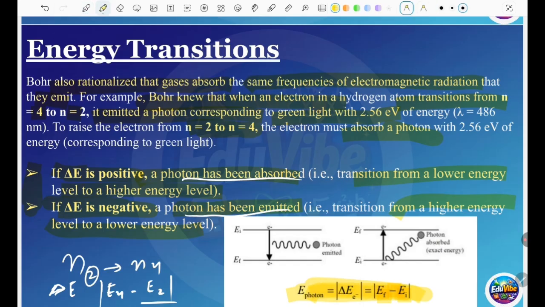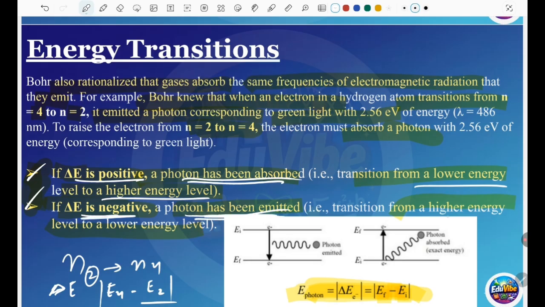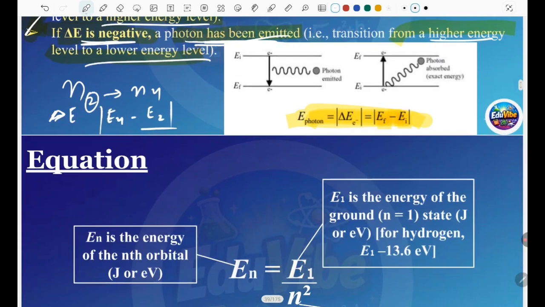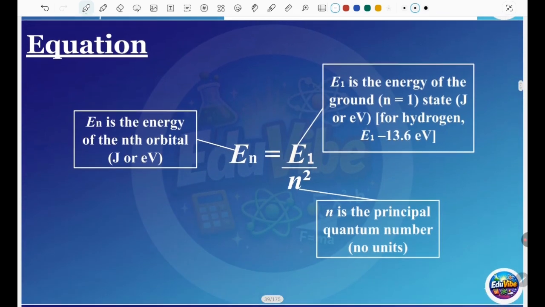We will discuss that when we do the example. So those are the 2 points we have to discuss. These are very important points: when delta E is positive, the photon is absorbed, and it is a lower to higher transition. When it is negative, the photon is emitted, and it is a higher to lower energy level transition. That's the important thing.